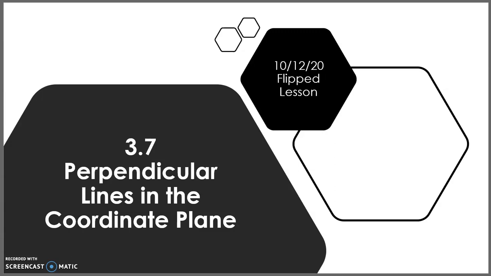Hey guys, so today's flipped lesson is over 3.7, perpendicular lines in the coordinate plane. Go ahead and get your own sheet of paper ready for notes, or you can use the guided notes that are posted on the calendar.